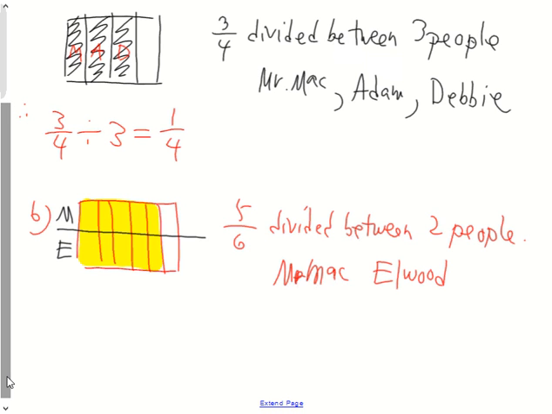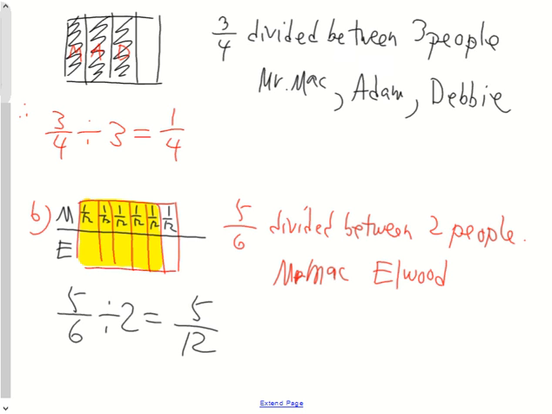Well, there originally was 5/6 of a chocolate bar, but each of these pieces here is now 1/12 of a chocolate bar, right? So how much chocolate am I getting? I'm getting 5/12 of a chocolate bar, and so is Elwood. So therefore, 5/6 of a chocolate bar divided between 2 people means that each person will receive just under half of a chocolate bar, or 5/12 of a chocolate bar.